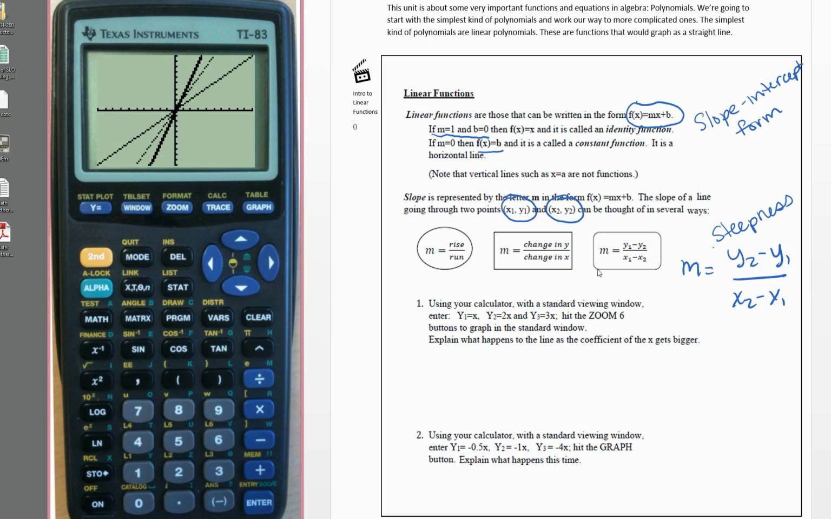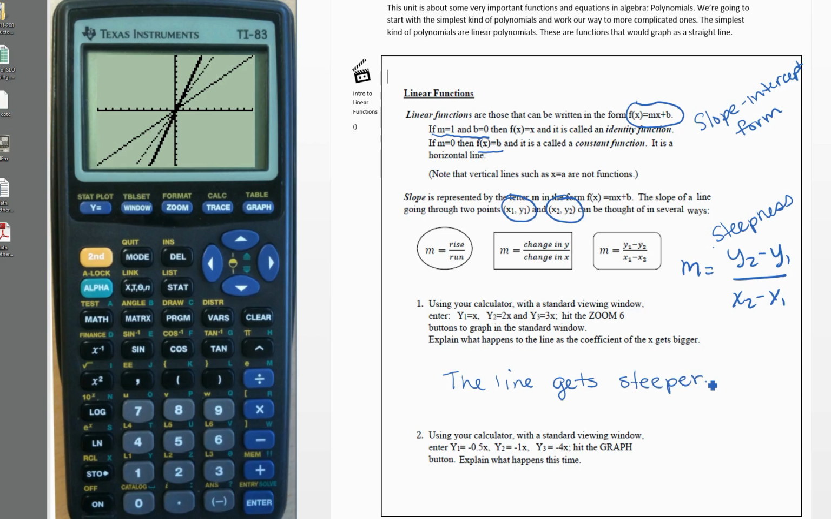So, you could kind of put in your own words here what's happening, but as the coefficient of x, so the number in front of it is also called the coefficient. Here it happens to be the slope. As the slope gets bigger, we can say the line gets steeper. Okay, and when it's positive, remember it's rising from left to right. It's increasing on the whole domain.